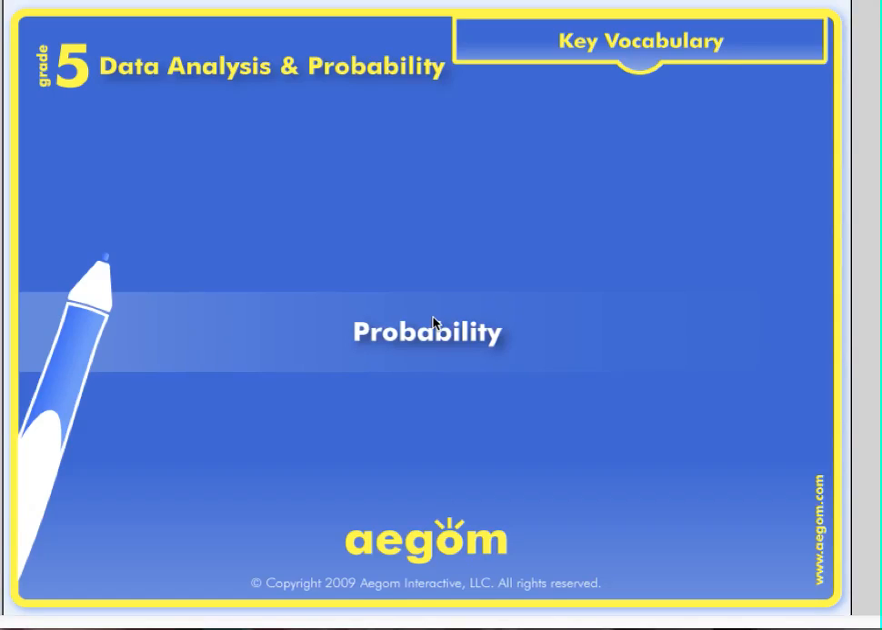This is the video for assignment 91, math lesson 12.2. In the 12th unit, we will be talking about probability.